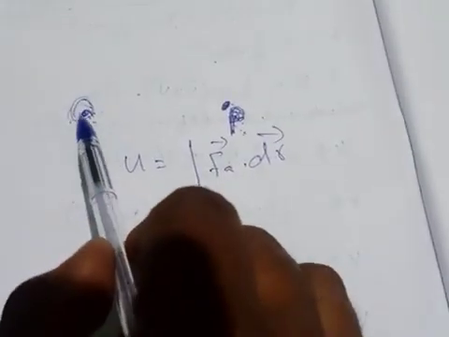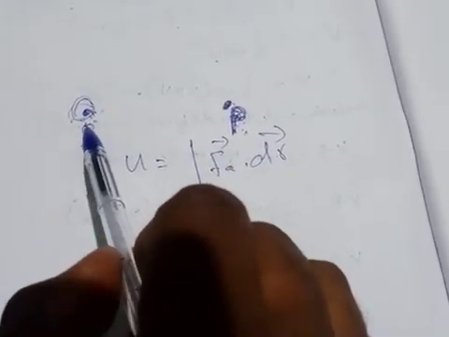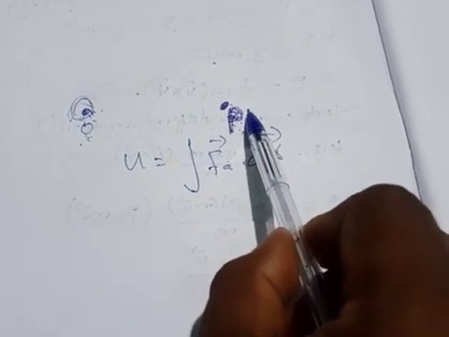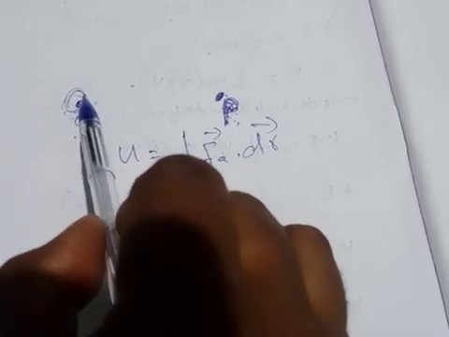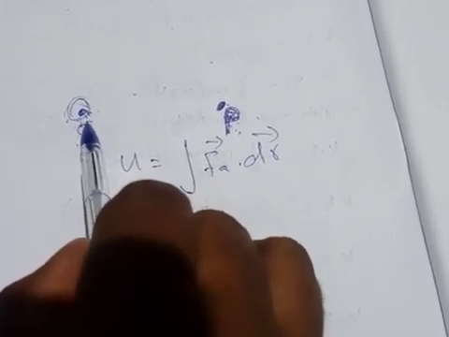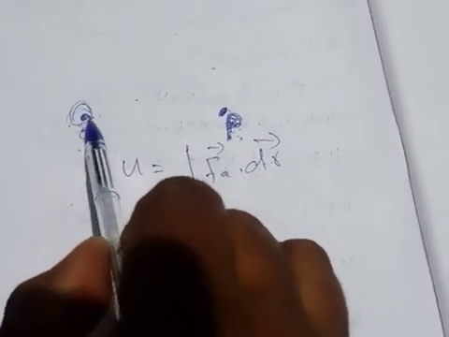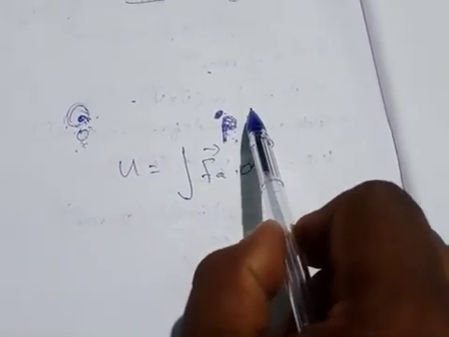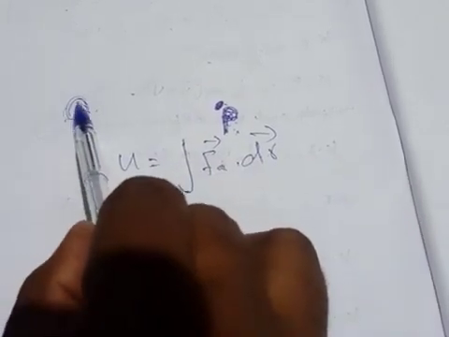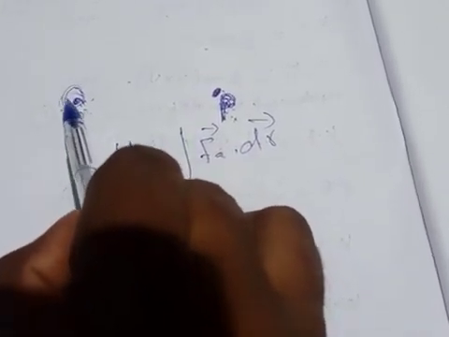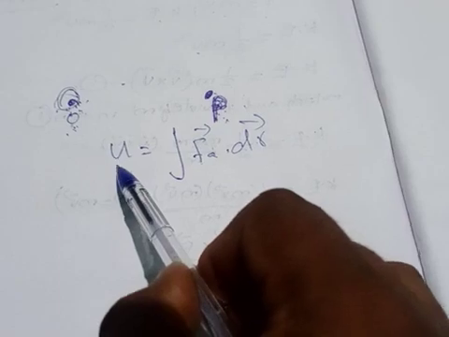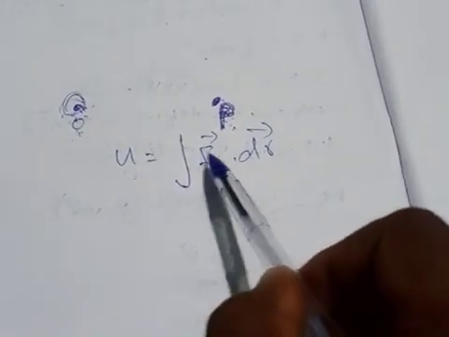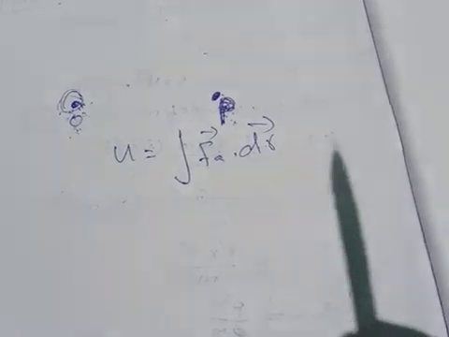So the potential energy of an object at this point P we can define as the amount of work done by an external force in moving the object at constant velocity from the point O to this final point P. So at this initial position the potential energy is 0. Mathematically we can write the potential energy expression as U is equal to integral Fa dot dr. This is the definition for potential energy.